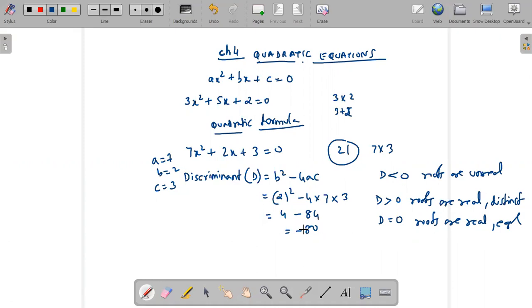So unreal roots we cannot solve. Now let's say another equation I'm giving you, 3x squared minus 5x plus 7.